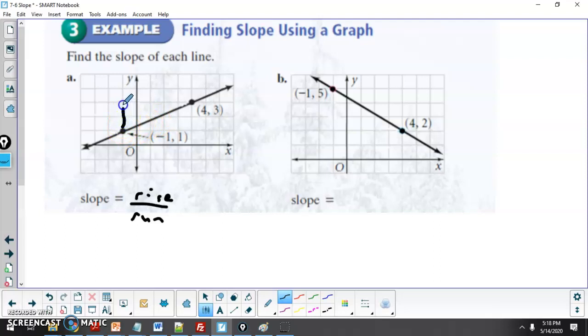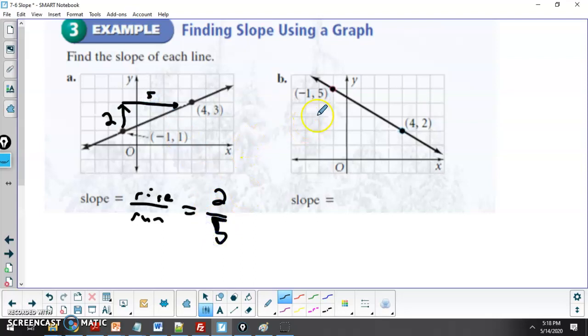But between this point, you're going up 2. All right, so that's going to be my rise, 2. And my run is going to be, all right, so we're going from -1 to 4. So that's going to be 5. That's going to be my run. So my slope is simply 2/5. Okay, and you don't have to reduce that one.